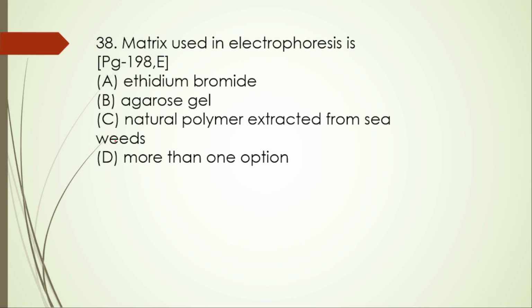38th one. Matrix used in electrophoresis is A. Ethidium bromide, B. Agarose gel, C. Natural polymer extracted from the seaweeds, and D. More than one option is right. So here more than one option is right. That is, the matrix used in electrophoresis is agarose gel and natural polymer extracted from the seaweeds, because this statement is defining the agarose.